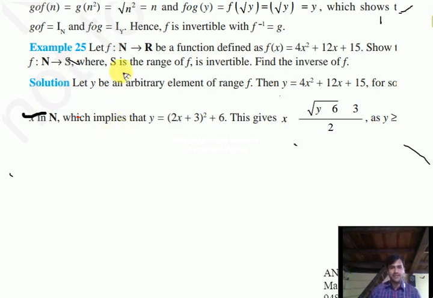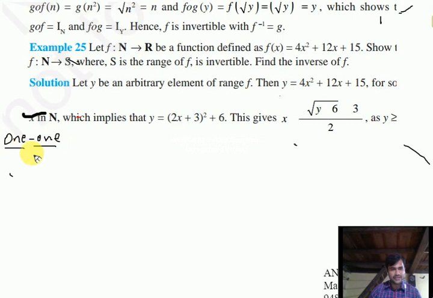So here we have, let f from N to R be a function defined as f of x equals 4x square plus 12x plus 15. F from N to S, where S is the range of f, is invertible. First of all, we need to prove it as 1-1 and onto. We can do this problem by 2 different methods. I will show the 2 different methods. First of all, I will go for the first method, that is proving it as 1-1 and onto.